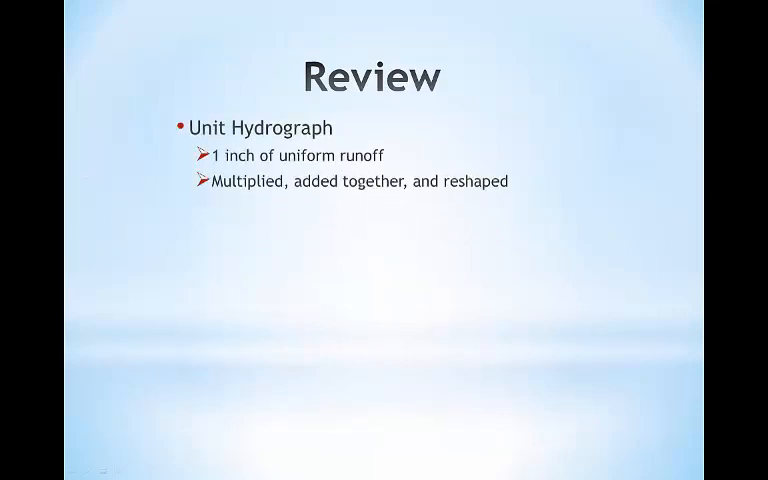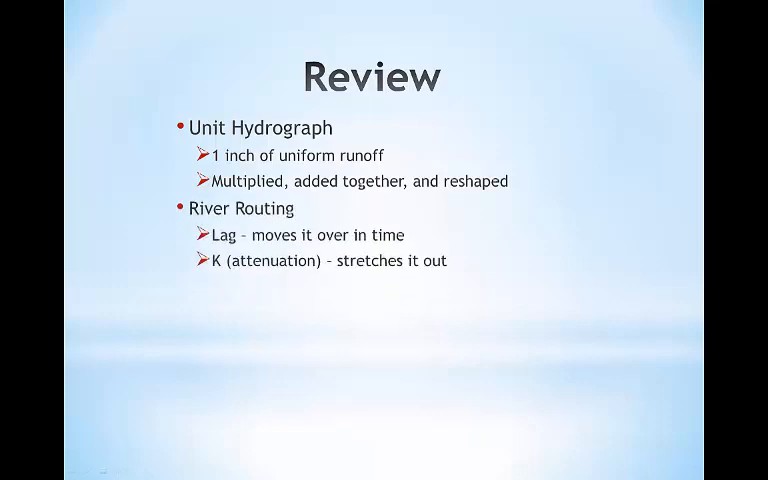To review, the unit hydrograph is a theoretical hydrograph. If 1 inch of rain fell uniformly over the entire basin over the course of 6 hours, and if all of that rain was converted into runoff, it would produce the unit hydrograph. This unit hydrograph is multiplied, added together, and optionally reshaped to get the final output.